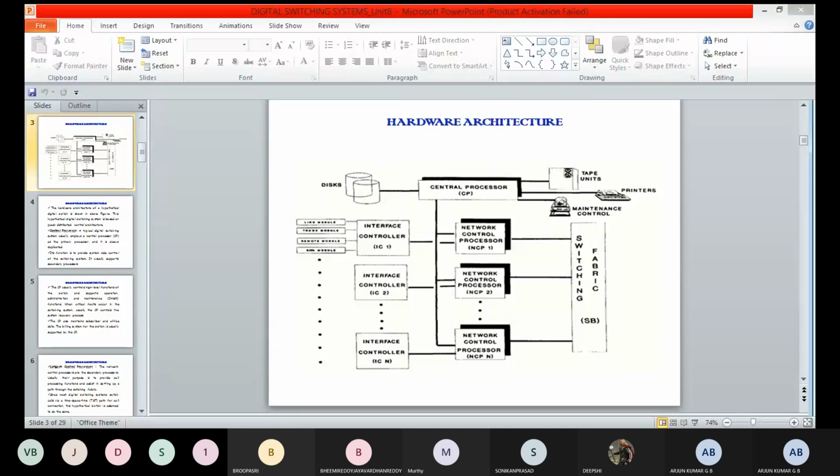The first important subsystem is the central processor. This is represented by CP, and it is also called the main processor. It is the primary processor of the digital switching system, and it is always duplicated. Duplicated means one more processor will be there, an auxiliary central processor also.